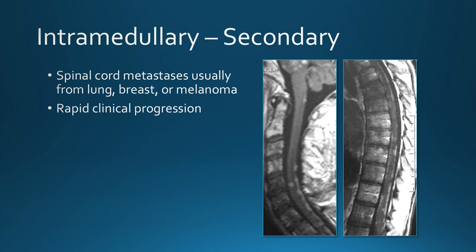Secondary intramedullary lesions, spinal cord metastases. Most commonly, we see these from lung, breast, or melanoma. They usually have a fairly rapid clinical progression.